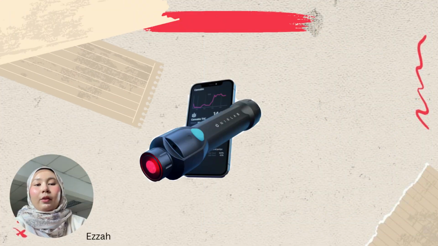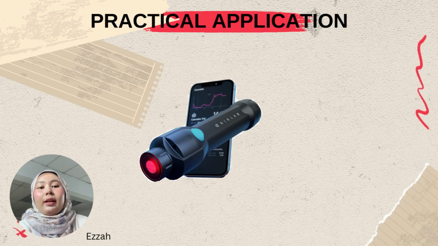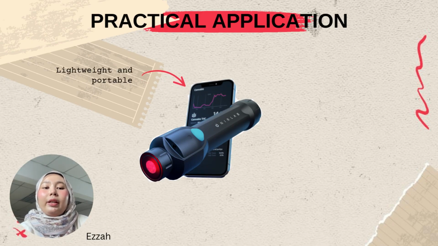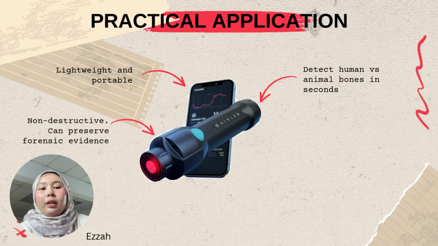For the practical application of this research, it was demonstrated that the NIR spectroscopy is extremely lightweight, at about 200 to 300 grams, which makes it easy to carry and operate directly at a crime scene or any remote forensic location without requiring laboratory infrastructure. One of the major advantages is that it can scan the bone surfaces within seconds to allow for quick decision making. The method is also fully non-destructive, meaning the bone sample can remain intact after scanning, preserving its potential for DNA analysis or other forensic procedures that may follow.